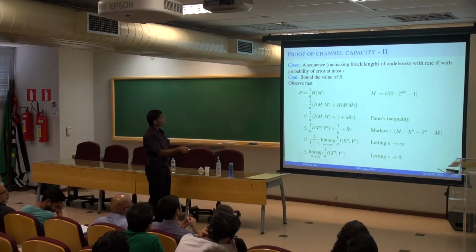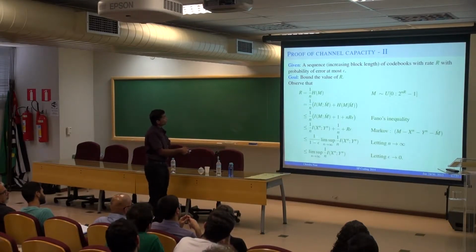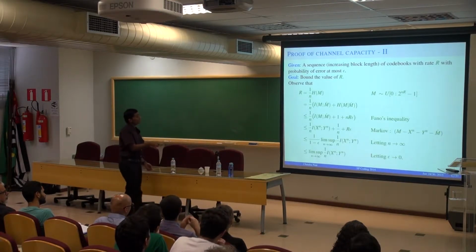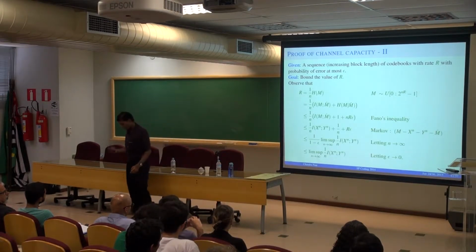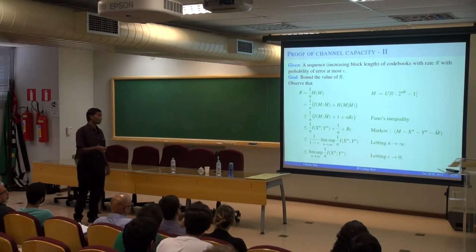It's 1 over n I(x^n; y^n) plus 1 over n r epsilon. I'm dividing by n throughout. And clearly if I bring r to the other side, it's at most 1 minus epsilon. If I let n go to infinity, I have to take lim sup of 1 over n I(x^n; y^n). And if I let epsilon go to 0, it's lim sup of 1 over n I(x^n; y^n). So we know that the maximum rate is just lim sup of 1 over n I(x^n; y^n).